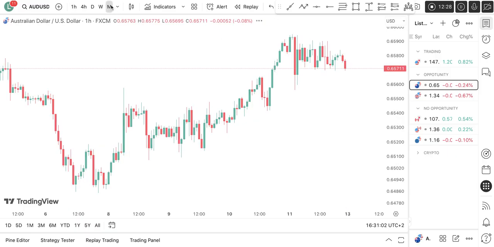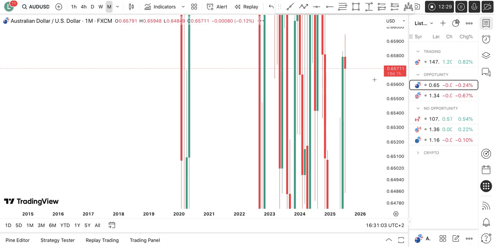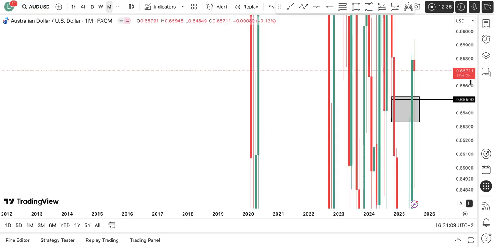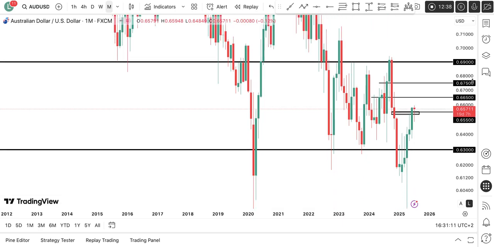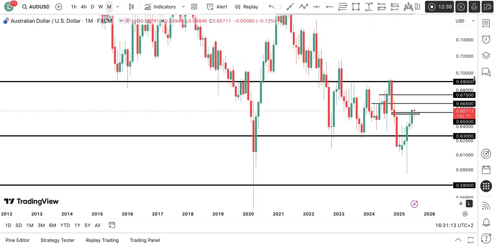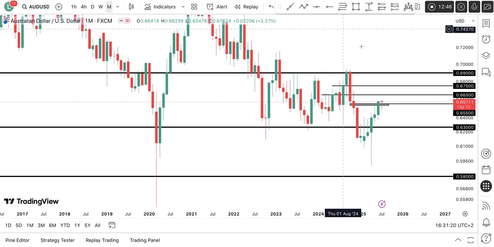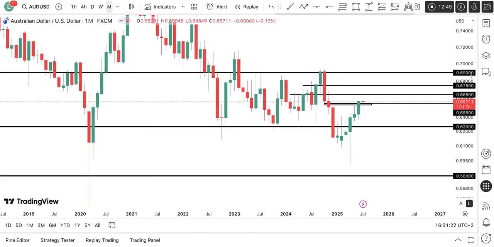AUDUSD has been stubborn for the longest. I'll tell you that right now. AUDUSD has been stubborn, has been a bad boy for the longest. But with trading, the most important thing is patience. You have to wait for the right time. You have to wait for the market to come all the way to you. You do not pursue. You do not go after the market. You wait for it, right?